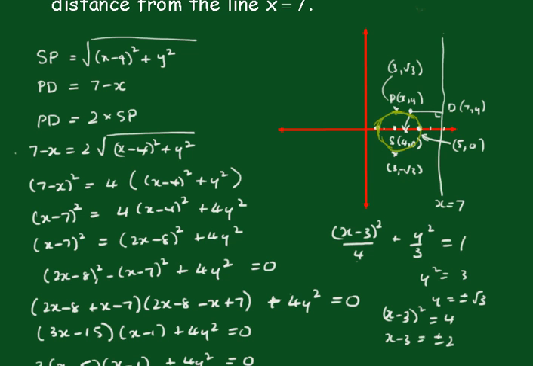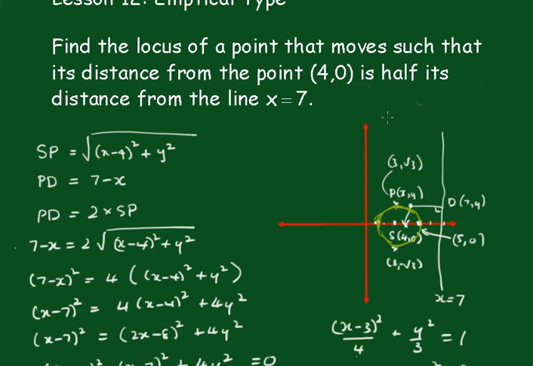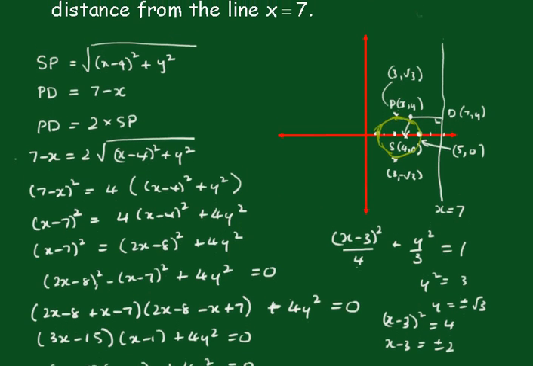Now, I've just done one. I haven't done the hyperbola as well, but that goes the other way. So if the point was twice the distance from x equals 7, then you'll get a hyperbola. And no doubt the Extension 2 students would do this.